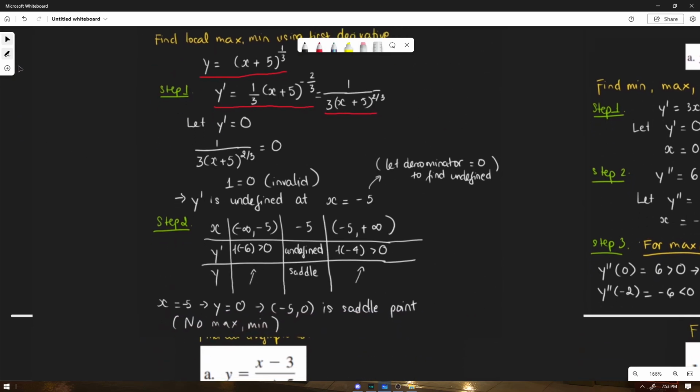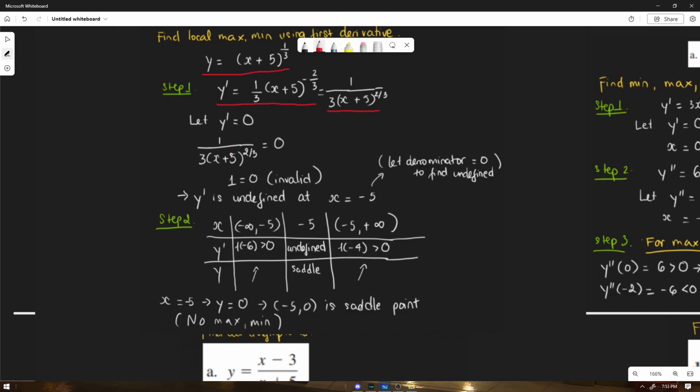We don't have to go through that much. So we're going to let it equal 0. And then 1 over the expression equals 0. However, when you times both parts by this to cancel each other off, it's actually invalid. It will give you a 1. You can see this 1 right here. So when you get invalid, we're just going to say y prime is undefined at x equals -5. How do we get this -5? By taking the denominator only. x plus 5 to the power 2 over 3 equals 0.